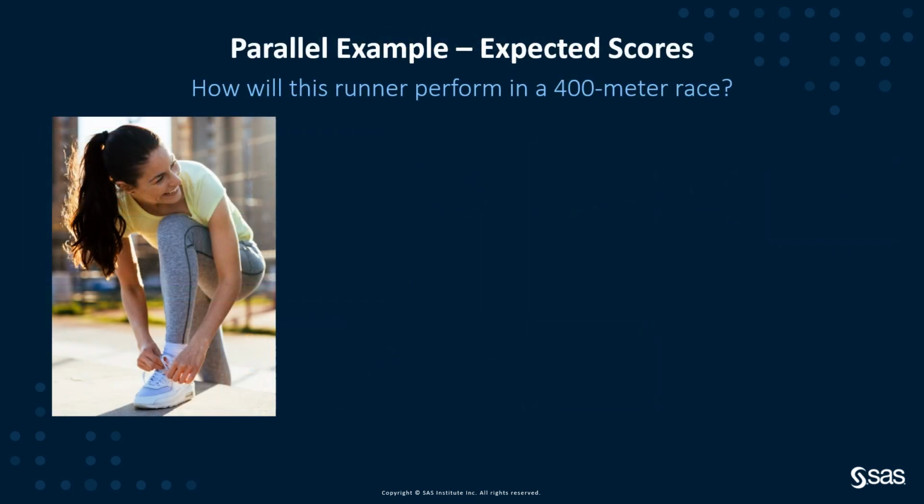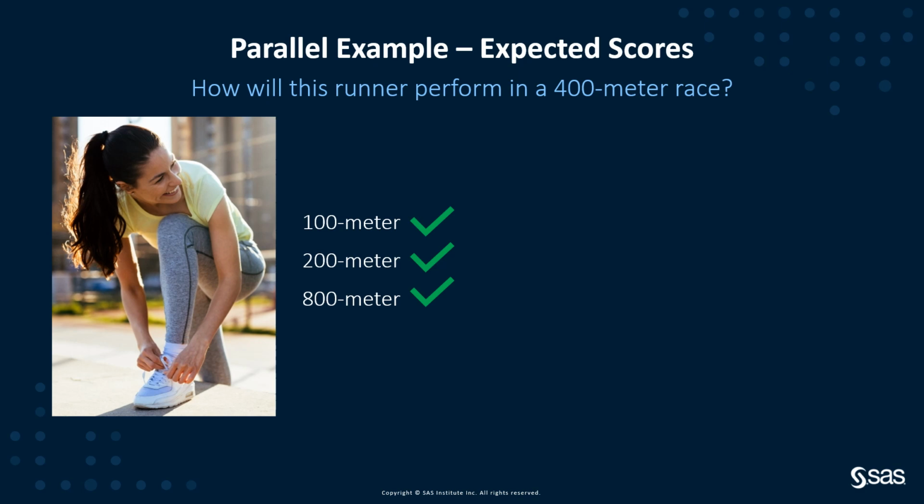Before taking a closer look at education scenarios, let's consider a similar situation outside of education that can serve as a parallel example of how EVAAS uses students' testing histories to determine their expected scores. Let's say we want to determine how a runner will perform in a 400-meter race. The runner has never run the 400-meter before, so how can we get an idea of what their time will be? Well, the runner has run the 100-meter dash before, the 200-meter, and the 800-meter.